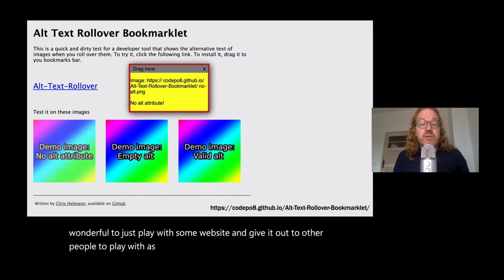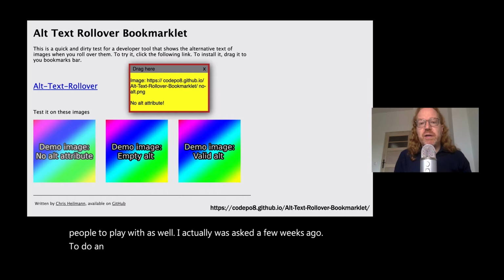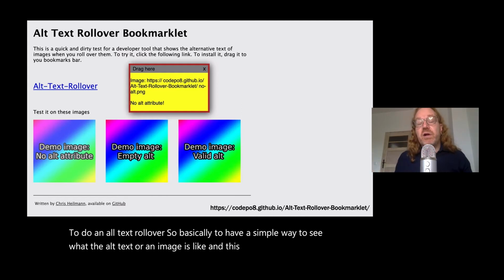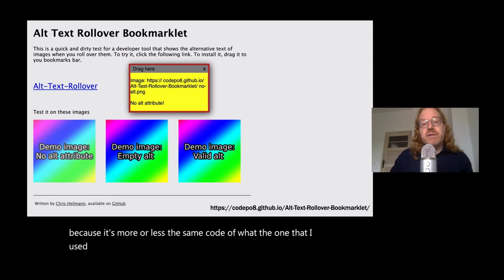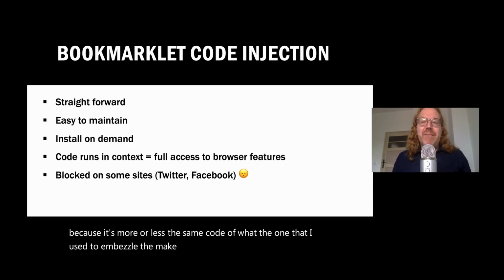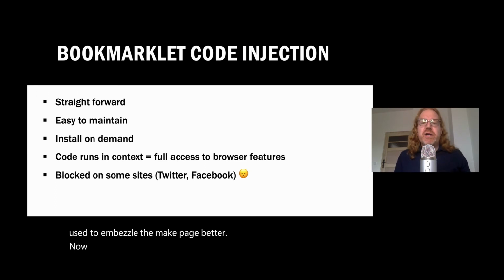I was actually asked a few weeks ago to do an alt text rollover. So basically to have a simple way to see what the alt text on an image is like. And this might look familiar because it was more or less the same code as the one that I used to make the CSDB page better. Now, the Bookmarklet code injection is kind of straightforward.